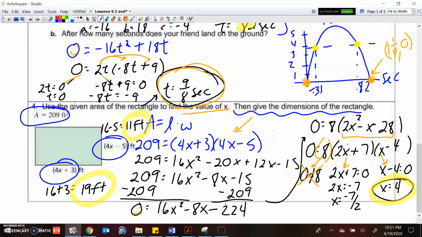So the last thing I did, and I know there's a lot written on here, is I put 4 in for x. So 4 times 4 is 16, plus 3 is 19. 4 times 4 is 16, minus 5 is 11. So my answers are 19 feet and 11 feet, my length and my width. And if I multiply 19 times 11, I get 209.